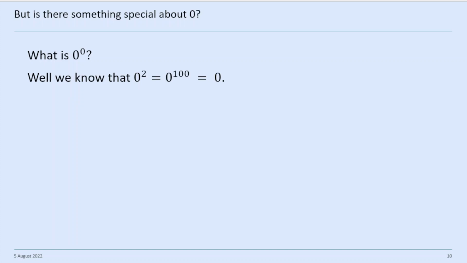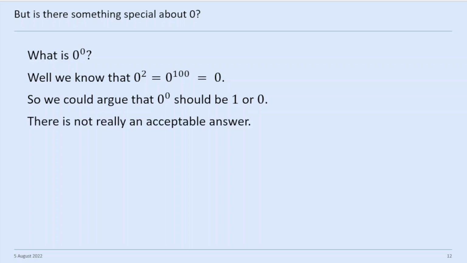We know that 0 squared, 0 times 0, is 0, and 0 to the 100, 0 times 0 times 0 times 0, etc., is going to be 0. So that might suggest that 0 to the 0 should be 0, but on our previous page we saw that anything to the power 0 should be 1. So we've got a bit of a conflict here. There's not really one acceptable answer.